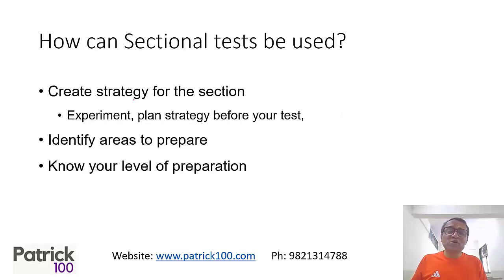How can a sectional test be used? One of the most important parts of a sectional test is that it helps you create a strategy for the section. A lot of people are scared to experiment in the actual mocks. When they write a mock, they want to maximize the score, so they don't experiment. But experimenting on strategy becomes extremely important if you want to score high, because the right strategy will help you score well. To get the right strategy, you need to keep experimenting to see what works and what doesn't. A 2-round strategy, a 3-round strategy, how much time you spend per question. Experiment and see what works for you in different scenarios.